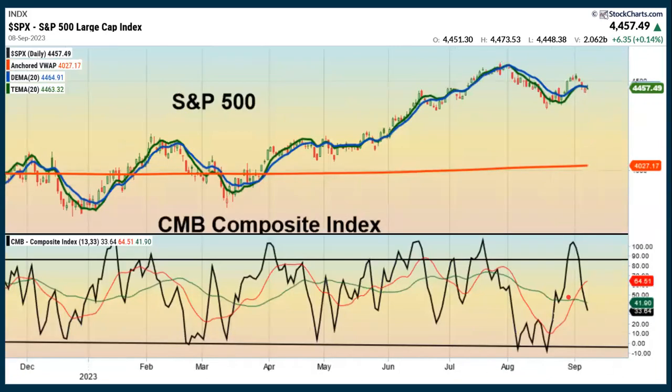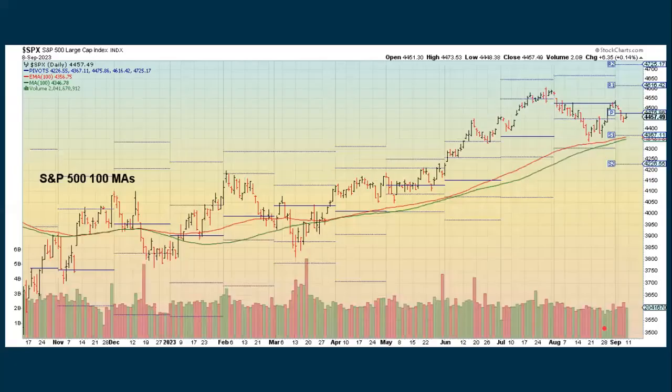The CMB composite, we did get an extreme positive reading, and now we're dropping back down. This is designed to be a standalone trading system, but I don't use it like that. I put the black lines on the top and on the bottom, where I use this more like an oscillator. And then we have the 100-day moving average again, in case you didn't see it the first time.